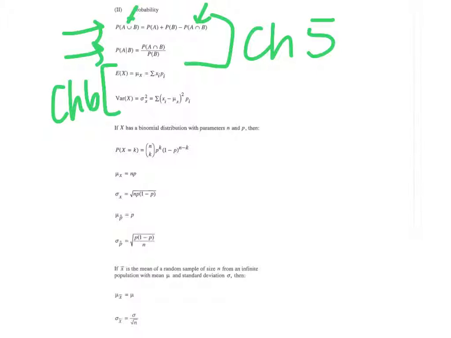As you look at the formula sheet, you're going to see they go to the binomial distribution next. This is the formula for the probability of a binomial distribution. This here is the mean and standard deviation for a binomial distribution. Our mu of p hat and sigma of p hat is the mean and standard deviation of a sampling distribution of proportions. And then down here we have the mean and standard deviation of the sampling distribution of the means, which are nice things to reference.